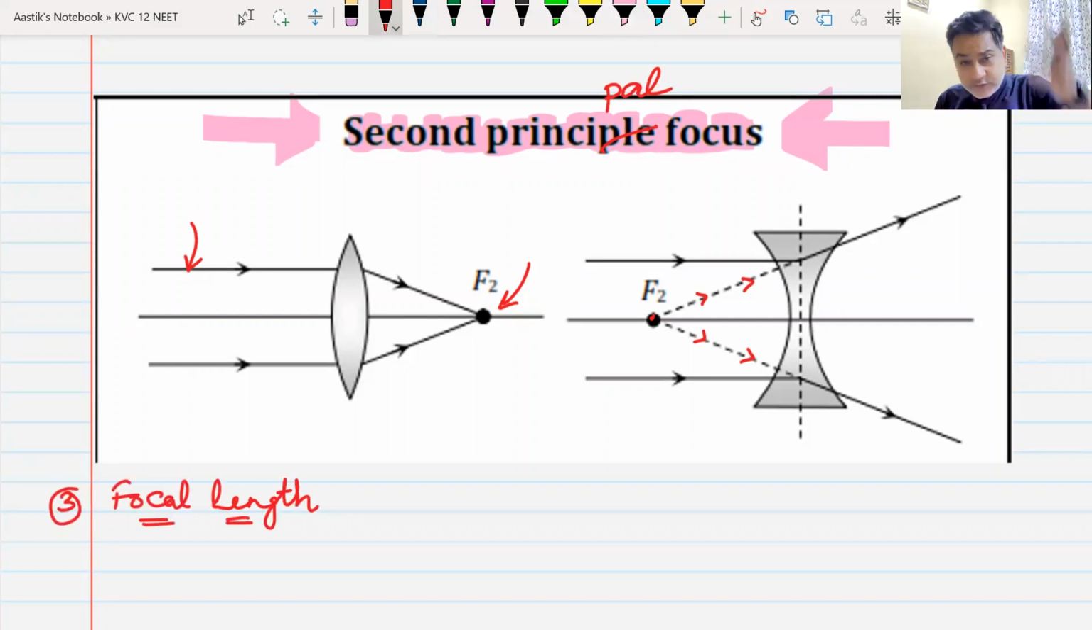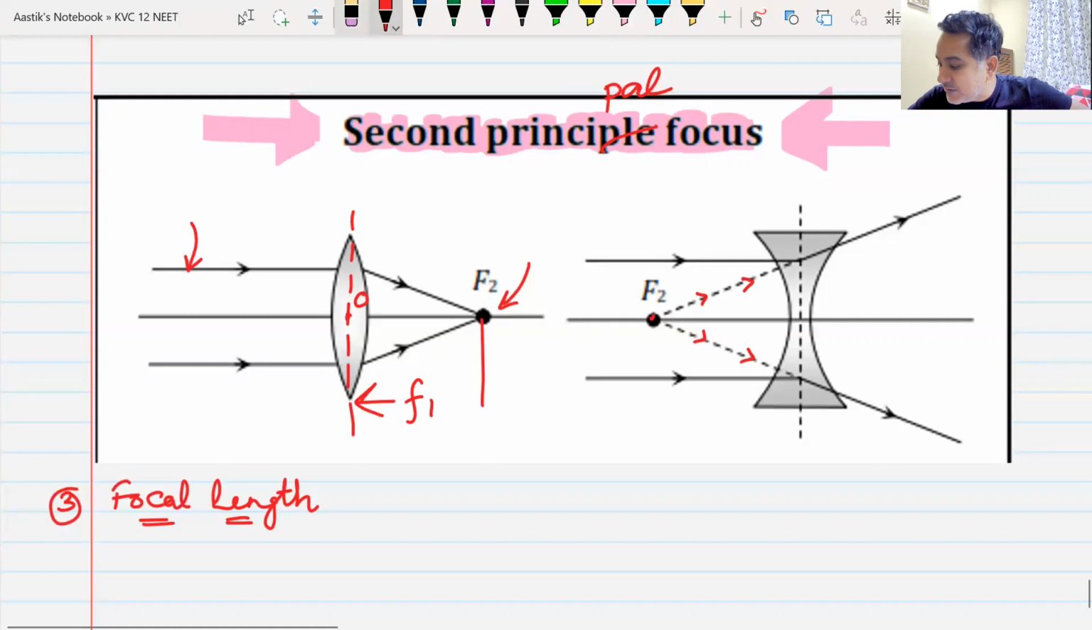Sir, the first principal focal length and the second principal focal length. Yes or no? Yes, sir. How will you get the focal length? You take the optical center and find the distance of the focus from the optical center. That will be known as your focal length. So if you find the distance of the second focus from the optical center, this will be known as the second principal focal length.